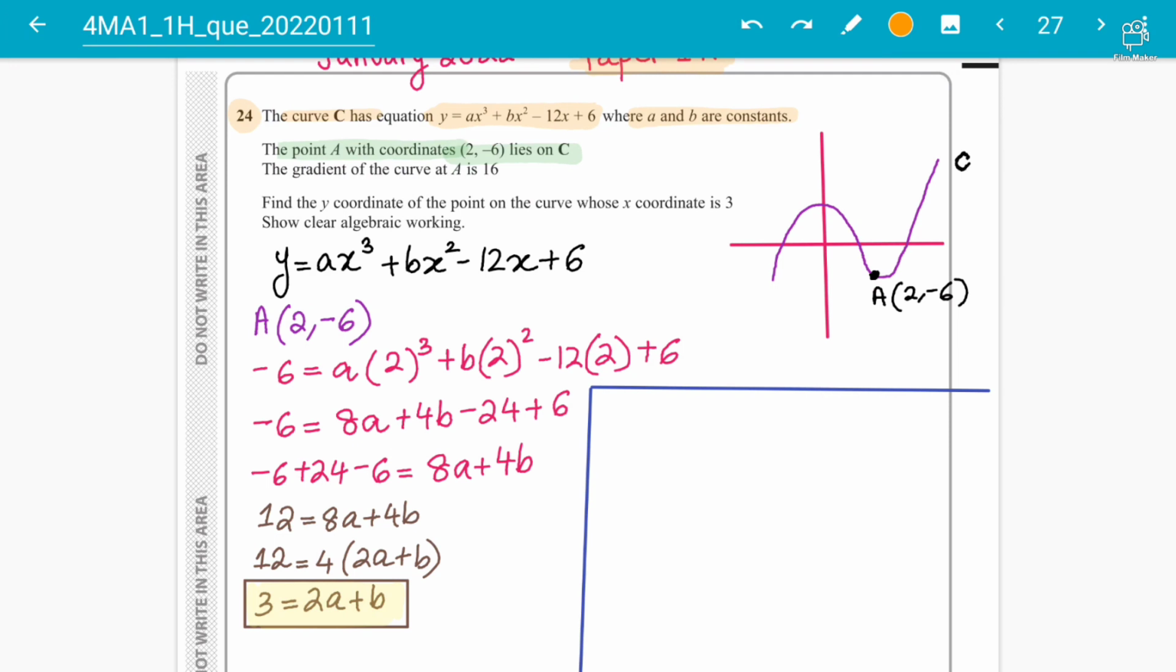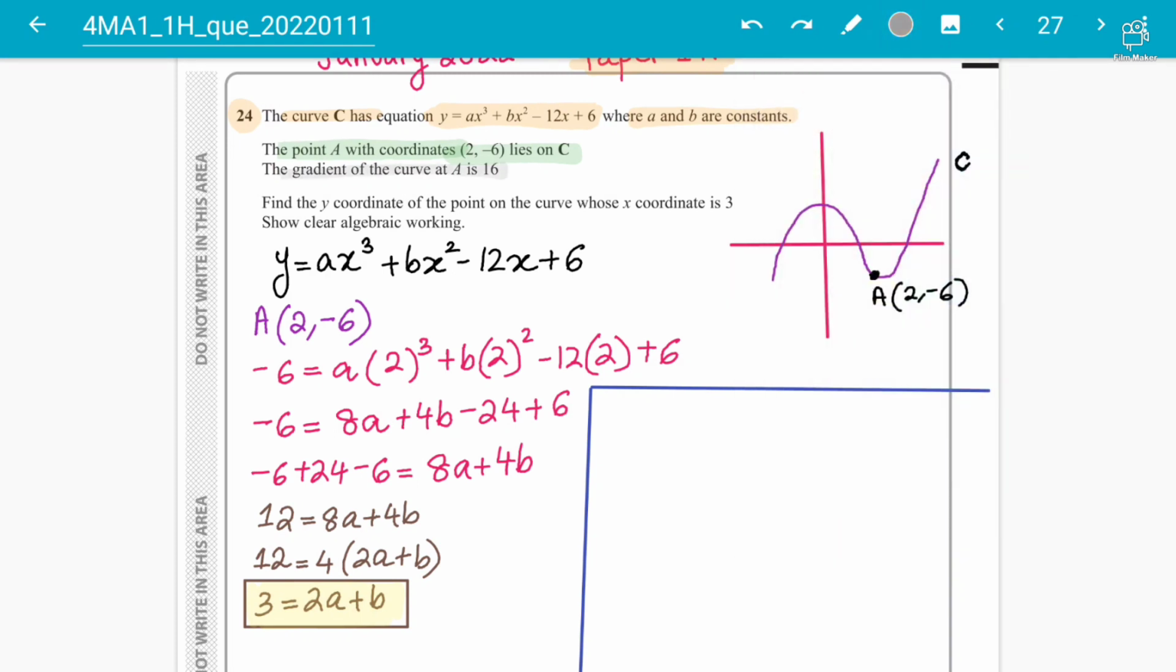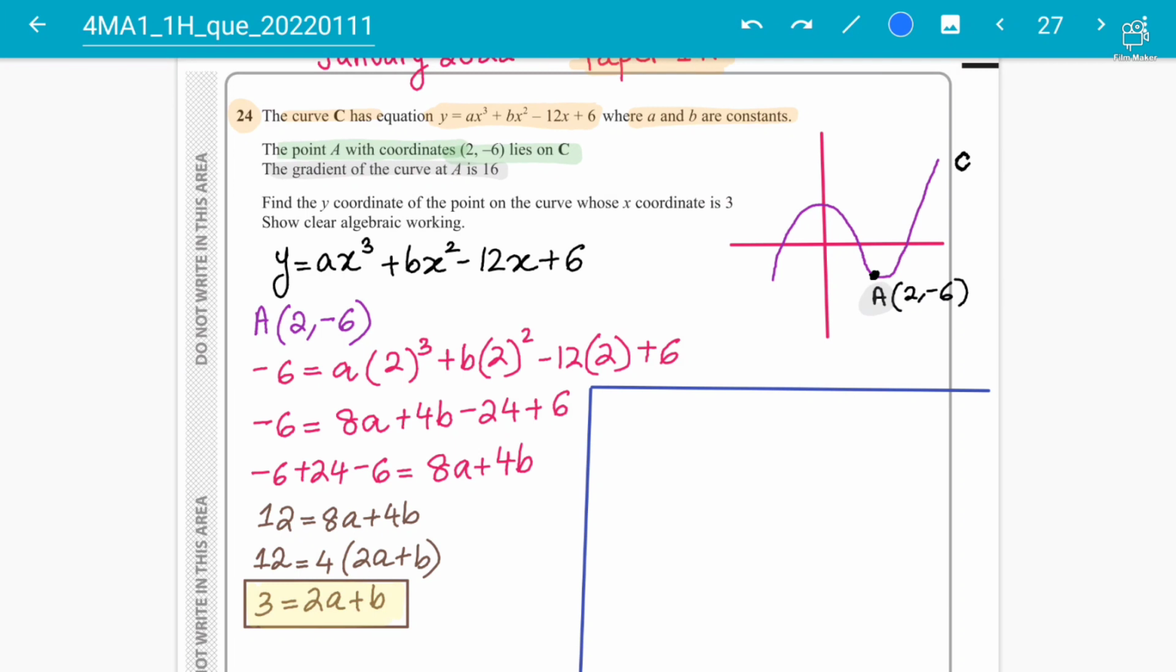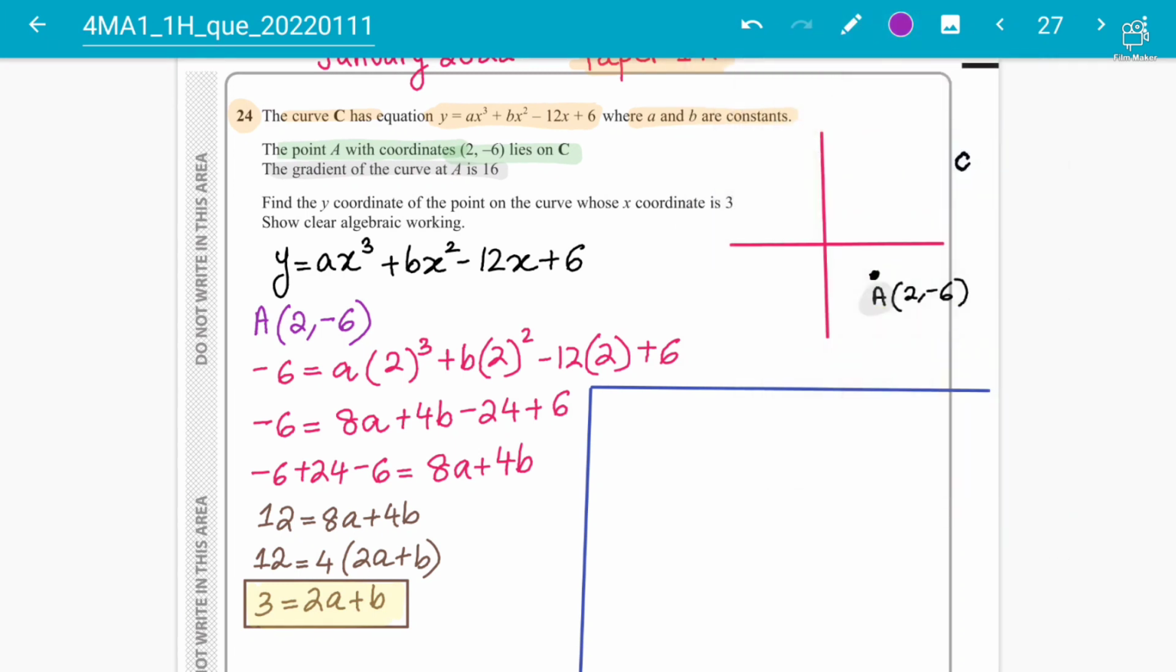So here we go. The next thing is the gradient of the curve at A, and A is what? A is that coordinate. So the gradient of the curve at that point is 16. Which means, students, that they are telling us the gradient at this point is 16, so if you make a tangent here, it's the gradient of the tangent. Because it's a positive gradient, I'll try to make my graph a bit different now.